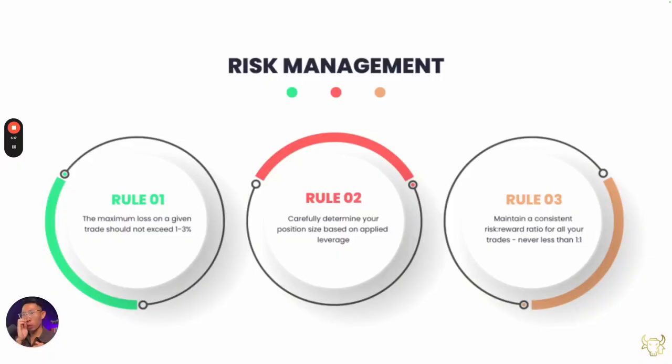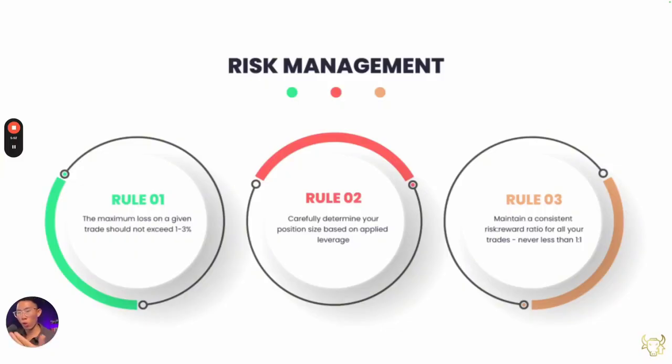Rule number 3 is where we talk about how you need to maintain a consistent risk to reward ratio for all your trades, and it should never ever be 1:1. 100%. It should never ever be 1:1. Because if you're trading, you should want to get back in return at least twice of what you're risking. It doesn't make sense to risk $1 to make $1. Then why would you even risk in the first place? It's counted as a risk because you're expecting something higher in return.